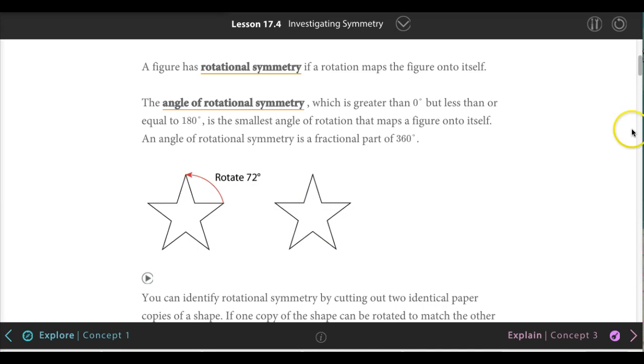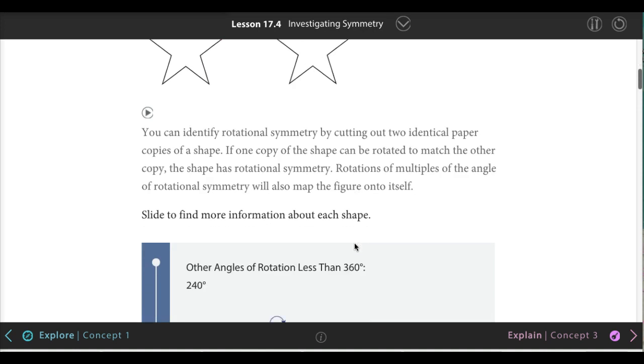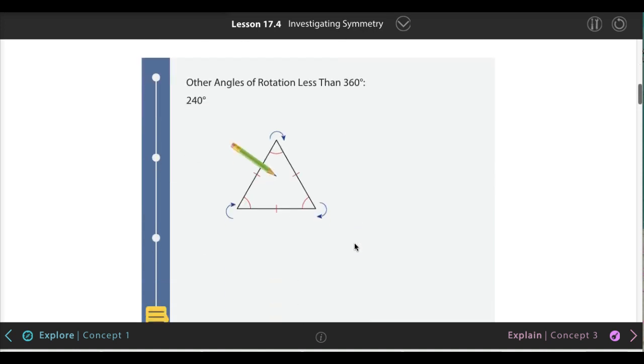Okay, so it's really important. Some shapes have both line and rotational symmetry, and some shapes have none. Some shapes only have rotational symmetry. Some shapes only have a line of symmetry. Okay, so let's see. So they give you some examples.